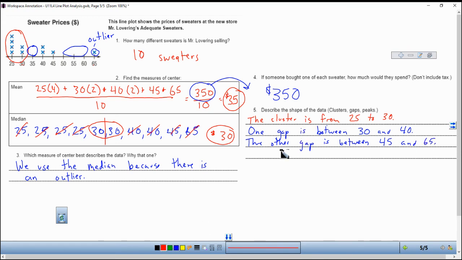All right, last question. What's the peak? There is a peak at 25. That's the highest data point, or the one with the most data points, I should say. There is a peak at 25.